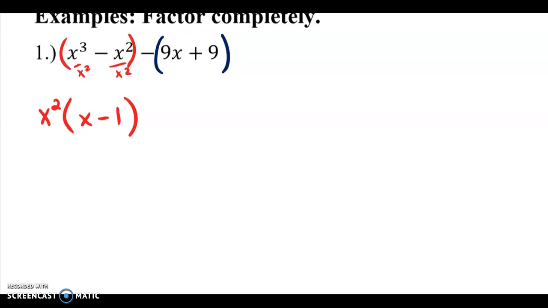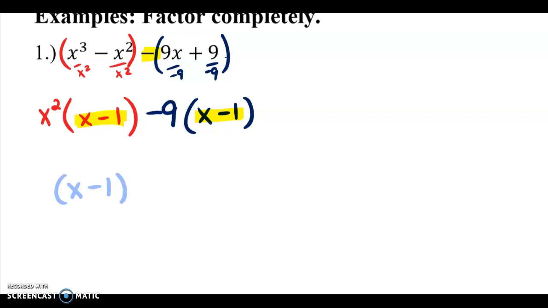Second set of parentheses, my GCF, since this front number is negative, my GCF is going to be a negative 9. Divide these both by negative 9, and you're going to get x minus 1. Notice how my parentheses are exactly the same. That's what I want. That is my first set of parentheses that I'm going to factor out. Okay, that's my first binomial. My second binomial is everything that's left over, x squared minus 9.